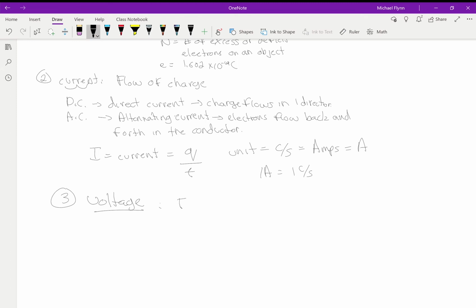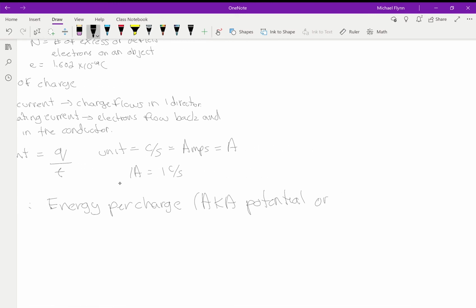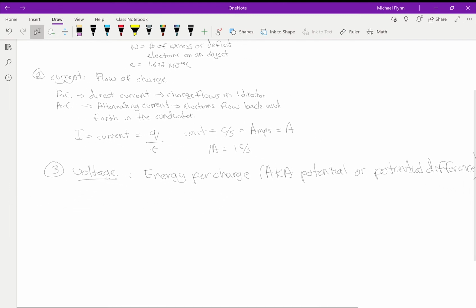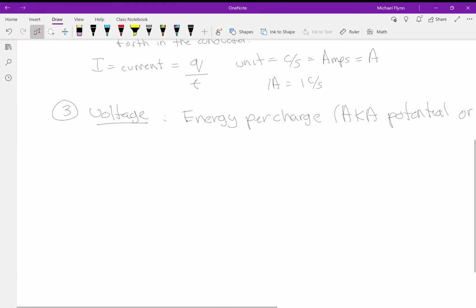Voltage is the energy per charge. Now, energy is measured in joules, as you know. Now, sometimes voltage is also called potential, or potential difference. So when you see this word potential or potential difference, it means voltage. Now, sometimes the word potential energy is used. Well, that just means energy. But potential by itself, without the word energy, means voltage when we're talking about electricity. So it's the energy per charge.